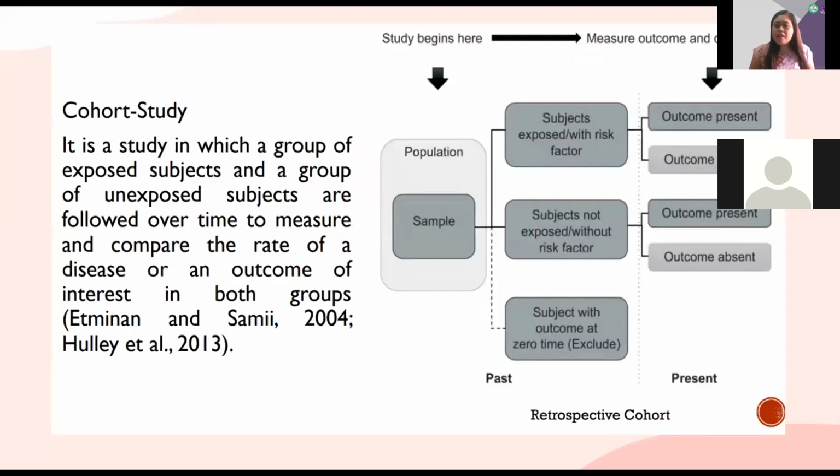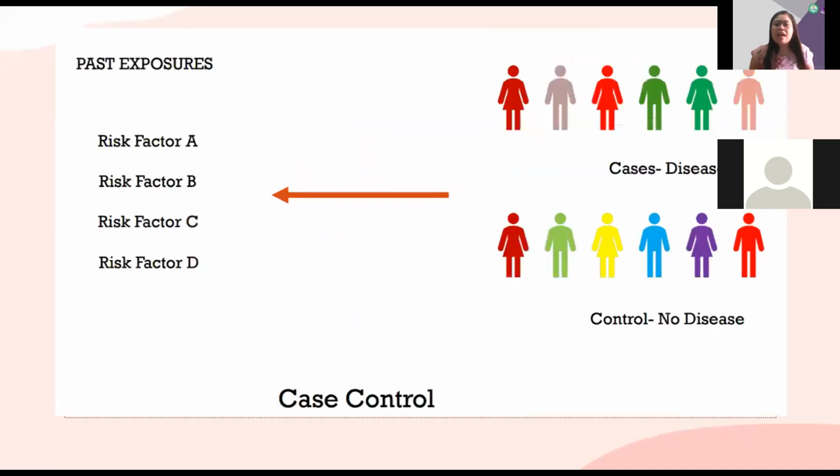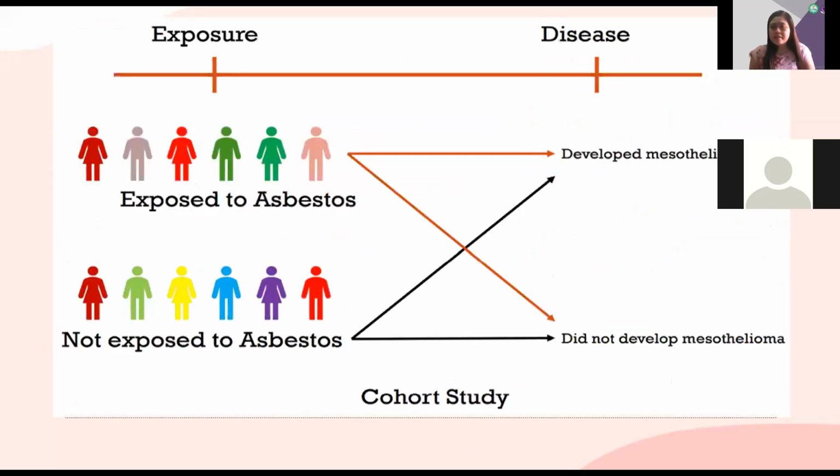Ang retrospective, mag-start sa past, mag-end sa present. Pero cohort siya kay you start with the identification of the risk factor and then you will end with the outcome. Baliktad ang case control. You will start with the disease, katong mga naay sakit, and then you go back to the past because you will look at the factors kung asa sila na-expose.